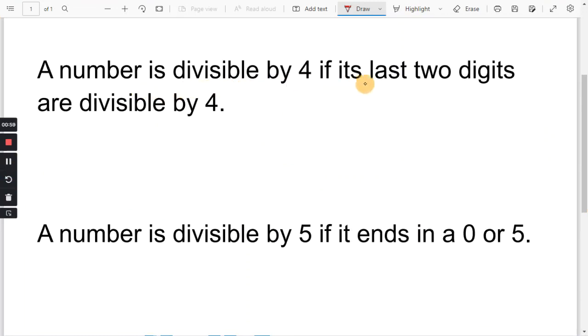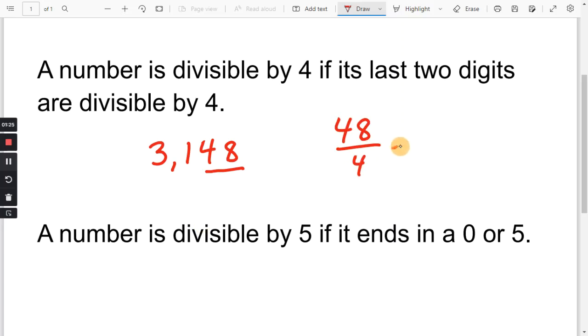A number is divisible by 4 if its last 2 digits are divisible by 4. So let's say you have a large number. You can have 3,148, and you want to decide if it's divisible by 4. All you have to do is look at the last 2 digits. The last 2 digits are 48, and we know that you can take 48 and divide it by 4, and you will get 12 with no remainder. So if you divide the last 2 digits by 4 and get no remainder, then the original number is divisible by 4.